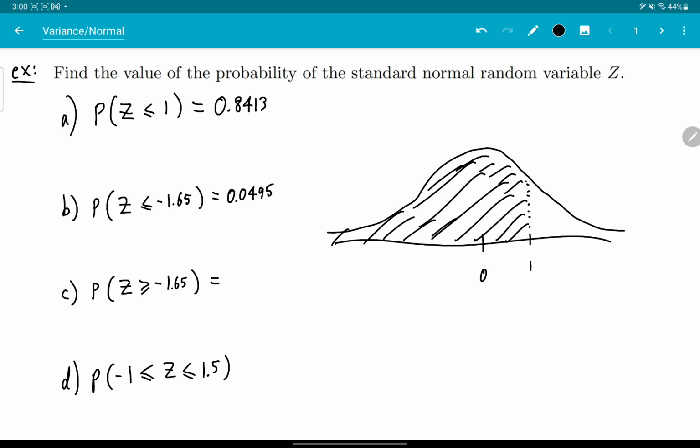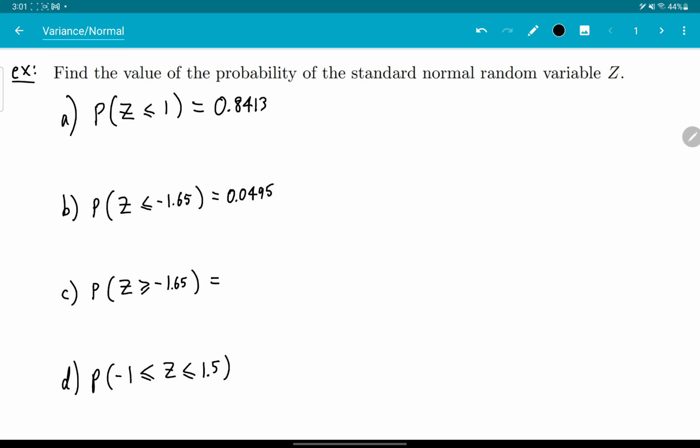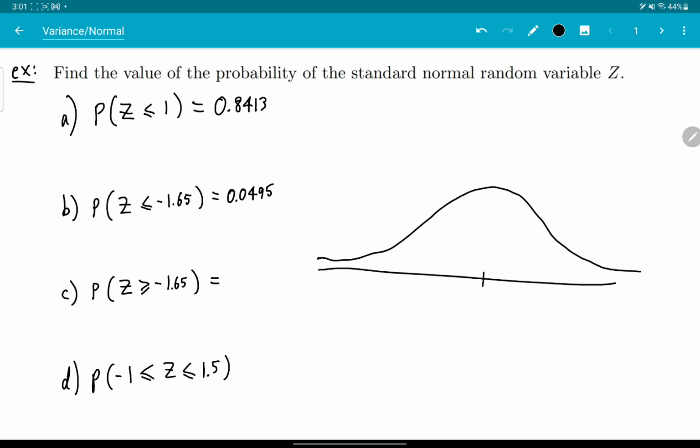Okay, let's switch this around. What if I want to find a probability that z is bigger than negative 1.65? Well, let's think about this with a drawing. I'll do my straight line. Okay, that's good enough. So here's my standard bell curve. Let's say negative 1.65 is right here. Now I want to find this area here.